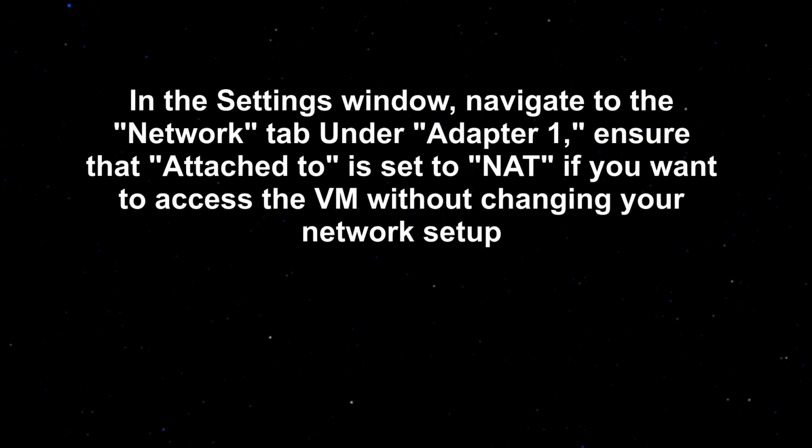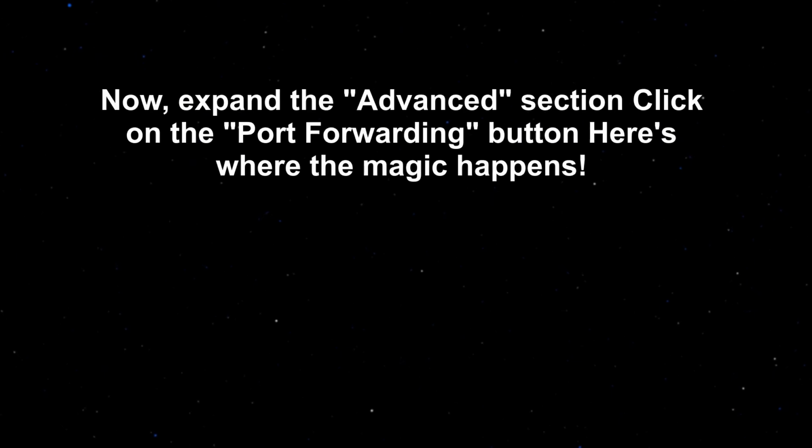In the Settings window, navigate to the Network tab under Adapter 1. Ensure that Attach to is set to NAT if you want to access the VM without changing your network setup. Now, expand the Advanced section. Click on the Port Forwarding button. Here's where the magic happens.